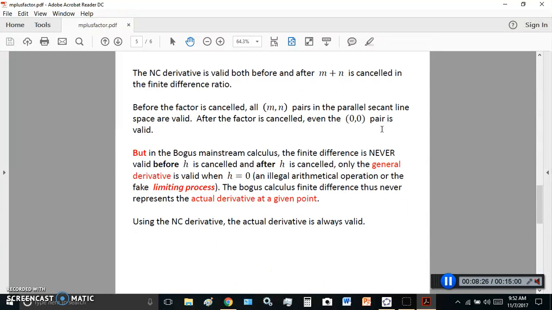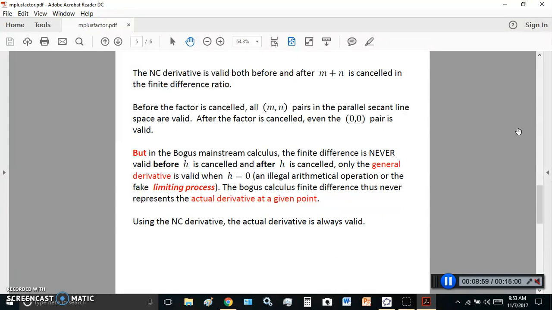Okay, so now, let's summarize. The new calculus derivative is valid both before and after m plus n is cancelled in the finite difference ratio. Before the factor is cancelled, all of the mn pairs in the parallel secant line space are valid. Hey, they refer to the slopes of the parallel secant lines, which, by the way, are also the slope of the tangent, you fucking morons of sci.math. After the factor is cancelled, even the 0, 0 pair is valid.